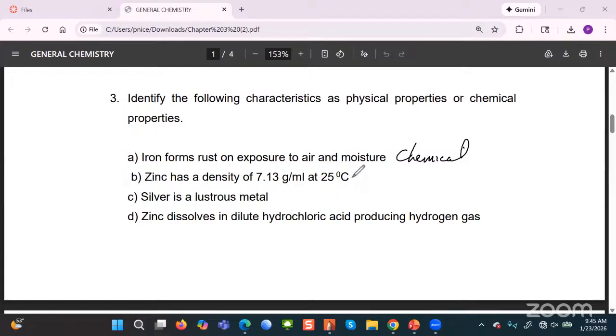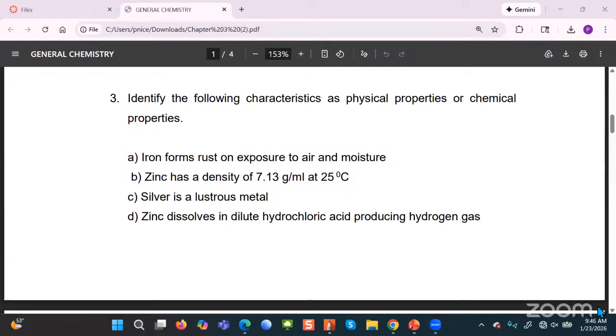Zinc has a density of 7.13 grams per milliliter at 25 degrees Celsius. Physical. Silver is a lustrous metal. Lustrous basically means shiny. That would also be physical. And zinc dissolves in dilute hydrochloric acid, producing hydrogen gas. Chemical, because that's describing a chemical reaction that zinc would undergo. Okay, so far so good.